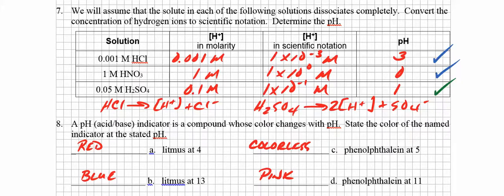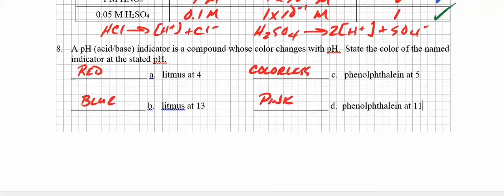Okay, very good. Let's go to number 8. Number 8, it says a pH or acid-base indicator is a compound whose color changes with the pH. State the color of the named indicator at the stated pH. All right, so here's what I want you to know. If you have a pH that is acidic, as is the case with a pH of 4, blue litmus paper will turn red. Blue litmus paper will turn red under acidic conditions.